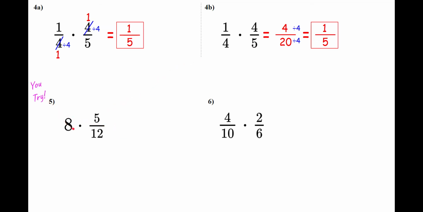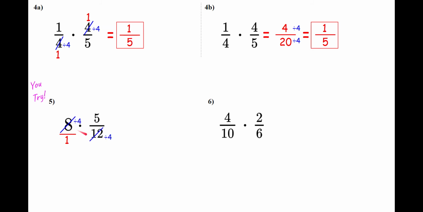Let's go ahead and take a look at number 5. You can try this one by pausing the video. If you don't want to, just watch on. We have a whole number here, and remember what we have to do to turn it into a fraction? That's right, we put it over a 1. And so now we have 8 over 1 times 5 over 12, but not so fast. Before I just multiply 8 and 5, let's cross cancel. Let's see if we can cross cancel. Well, 8 and 12 are both even. Ooh, that's nice. So 2 definitely works, but 4 also works because I'm good at multiplying and dividing.